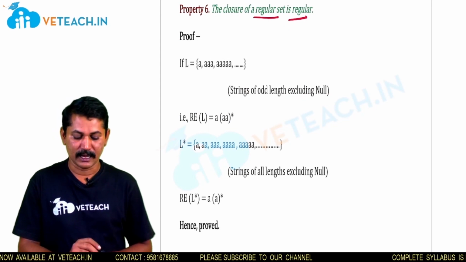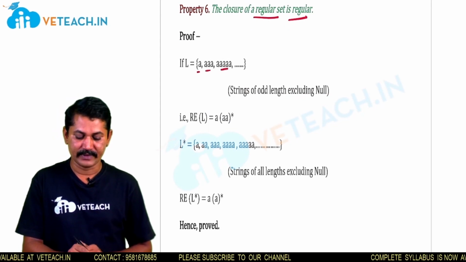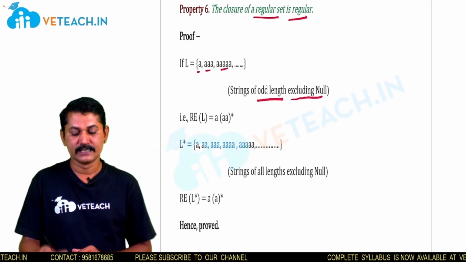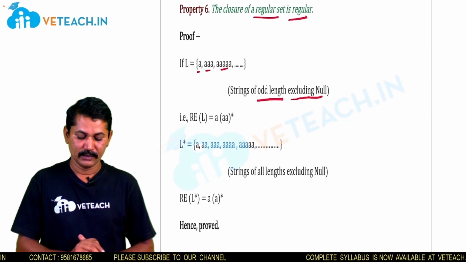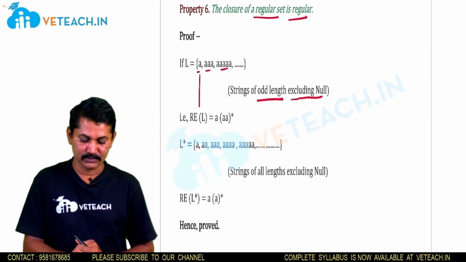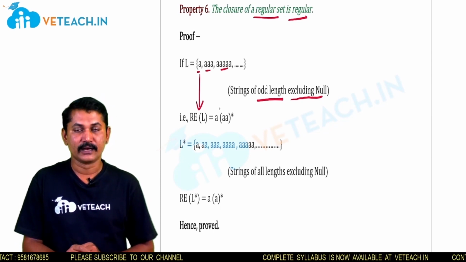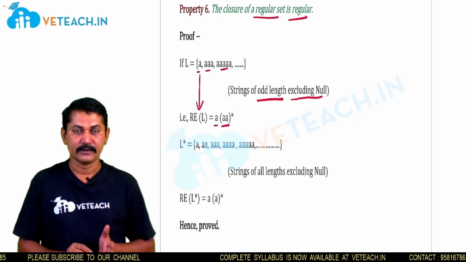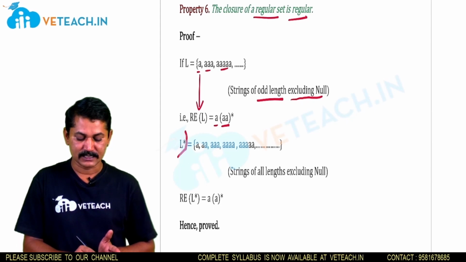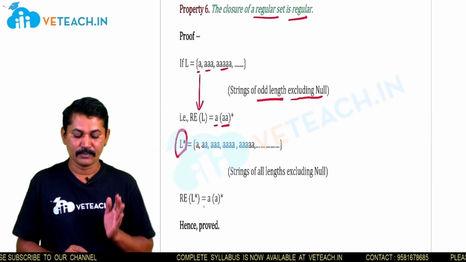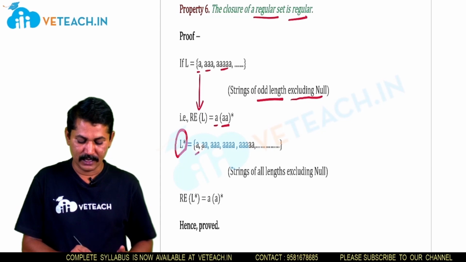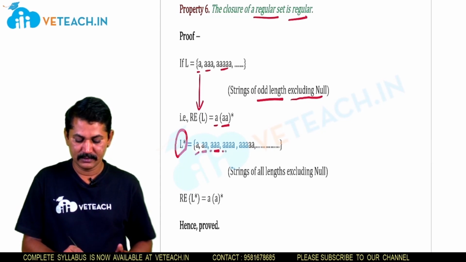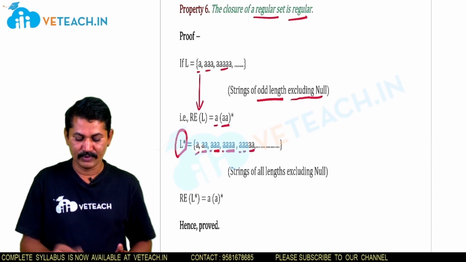Let us consider a language L which has strings of odd length. Make a note, that is excluding null. Then the regular expression for this one is A(AA)*. Then it is defined as L star, that is the closure on the language, A double A like this. So we can define.